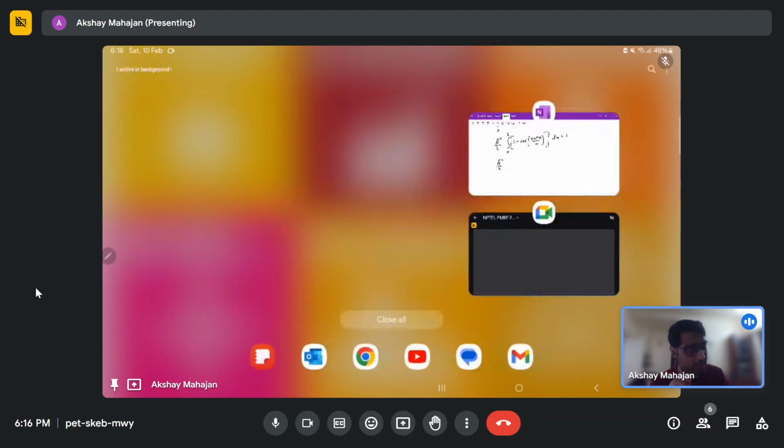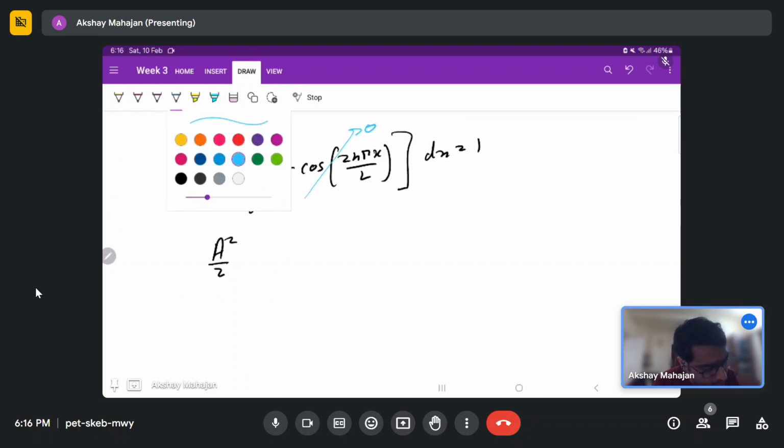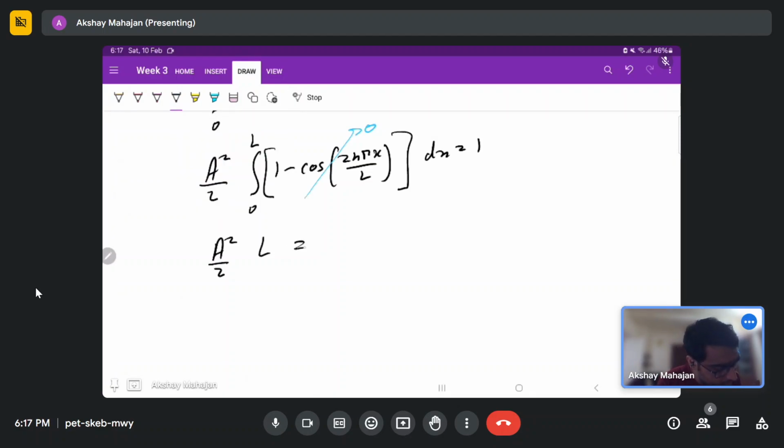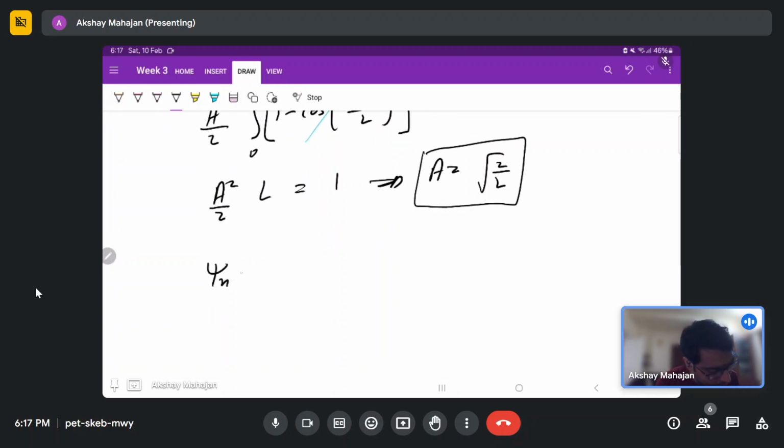Okay, and if you do this integral, cos will become sine, and sine of 0 will be 0. If I put x equals L, then that will be sine of 2 n pi, so this will give me 0. Alright, so you can do and check this integral, and 1 will be integrated to L. So our normalized constant will come as under root 2 by L. Alright, so this you must already know. So psi n of x, what we have is under root 2 by L sine n pi x by L.